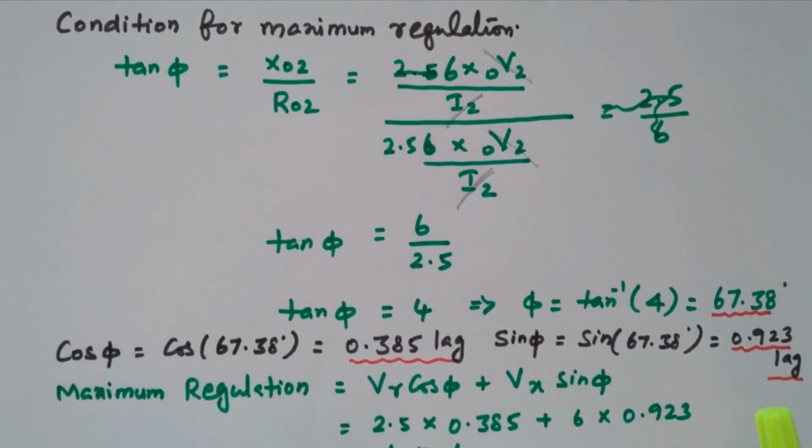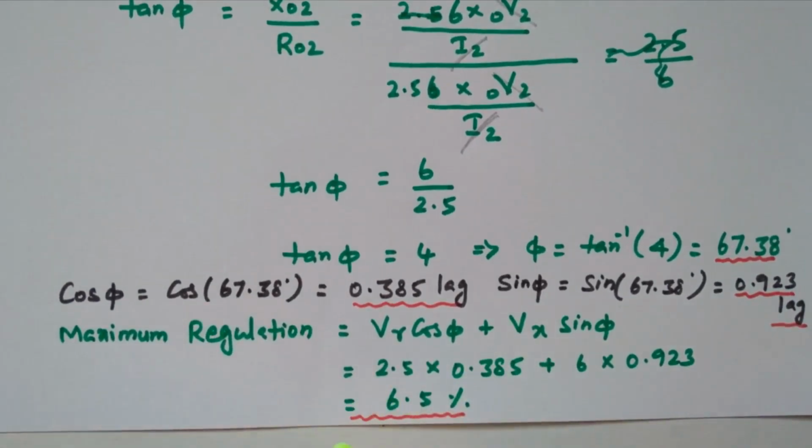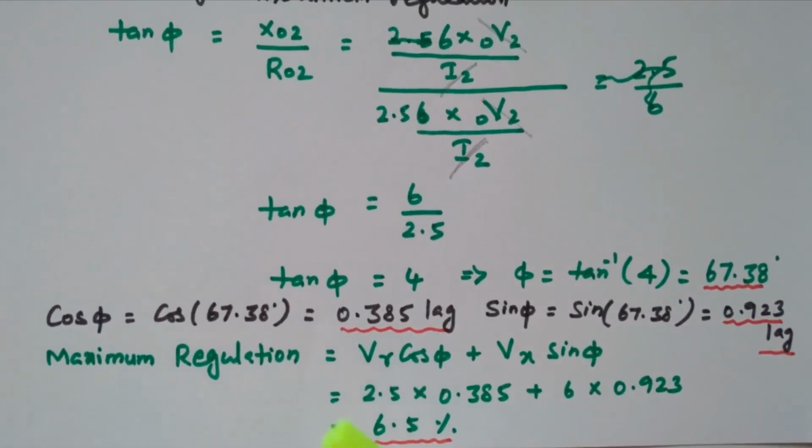From that we can calculate the power factor value. So phi value is 67.38, so cos phi equals cos 67.38, that is nothing but 0.385 lagging. So the first question, the power factor for maximum regulation, is 0.385 lagging. This is the condition for maximum regulation, and at this condition we got the power factor as 0.385.